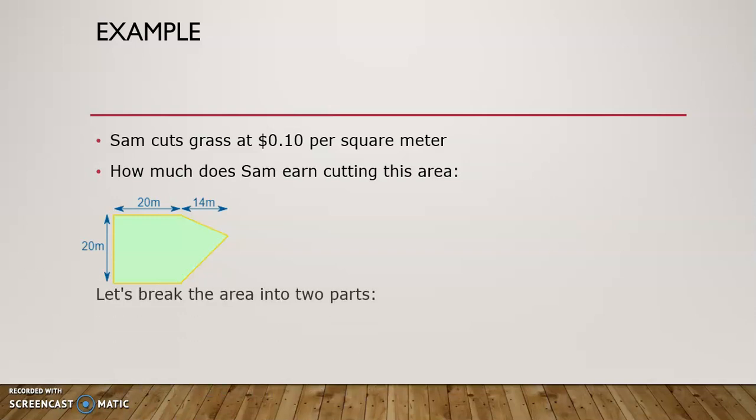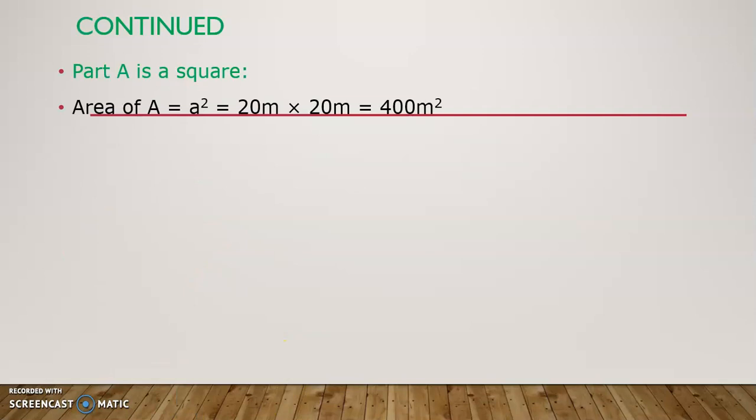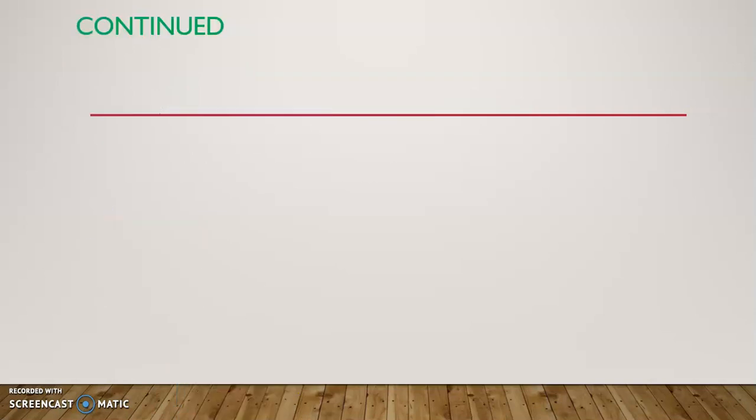Now, to know this area, we have to break it into 2 parts. Now, we have parts A and B. What is A? A is a square, and B is what? A triangle. Now, what's the area of A? A squared. 20 times 20 is 400. So area of this is 400 for part A.